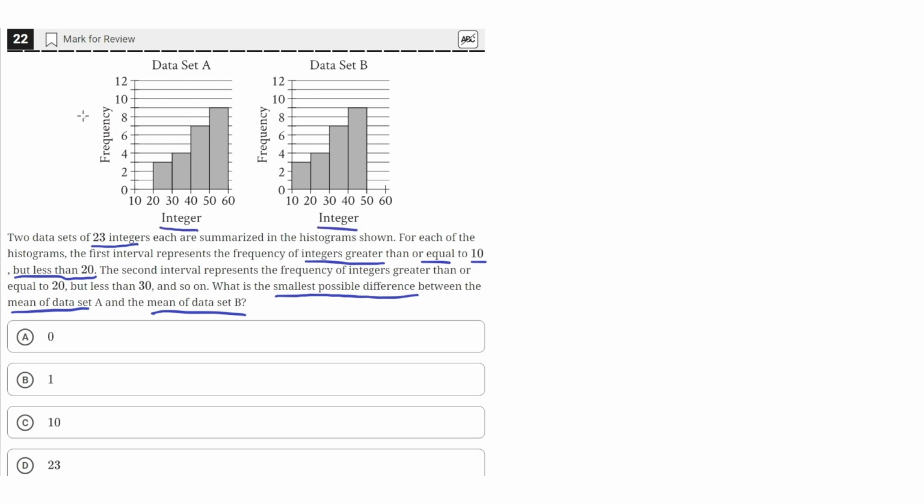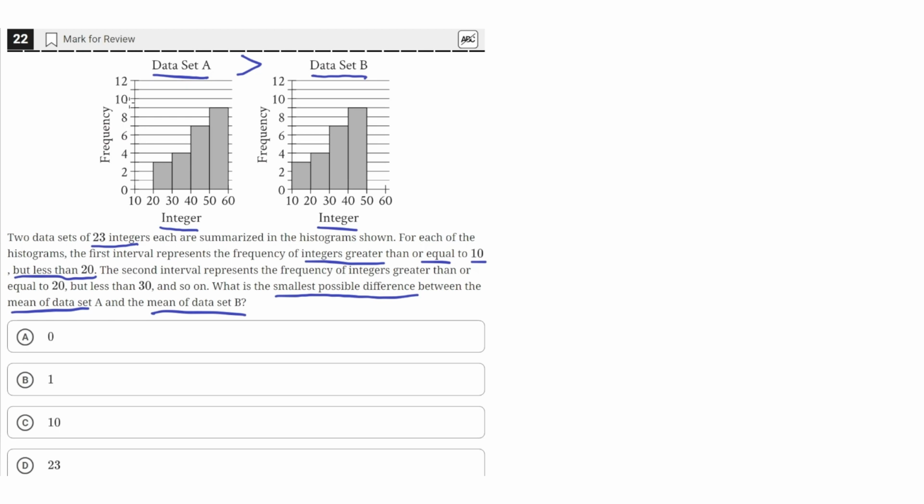Okay, so these are the data sets where the x-axis shows the integer or the value in the data set, and then the frequency here shows how many times that integer occurs in the data set. And we see that they have the same shape, but dataset B is more to the left than dataset A, which is more to the right. So that means dataset A's mean is larger than dataset B. And if we want to find the smallest possible difference, we need to find the smallest mean of dataset A possible and find its difference with the largest mean for B possible, because that would give us the smallest possible difference.